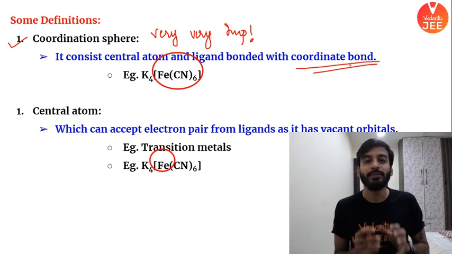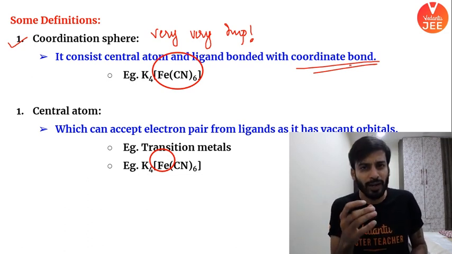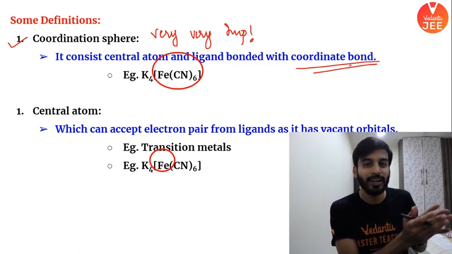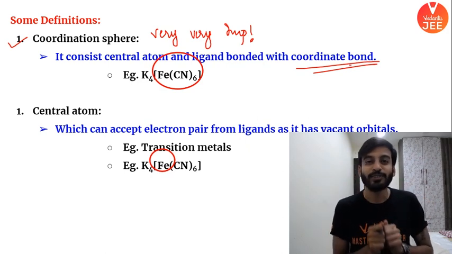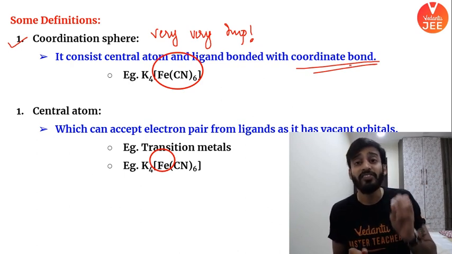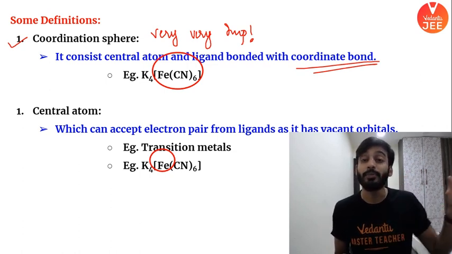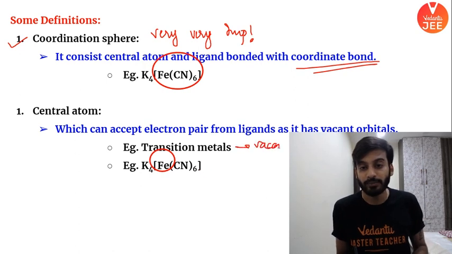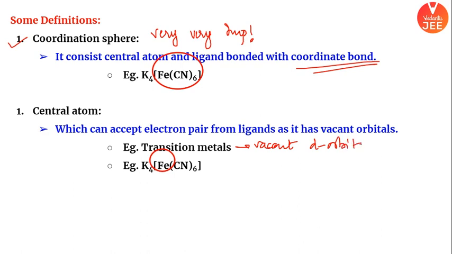What is the central atom? The central atom is something which accepts electron pairs from a ligand. If you are accepting electrons, beta, the metal should have some room in it. So we choose such metals which have vacant d orbitals. For example, transition metals are the best example because they contain vacant d orbitals. As they contain vacant d orbitals, they can accept the electron pairs given by the ligand. Ligand is nothing but an electron pair donor. It gives the electron pair to the central atom, and the central atom keeps it in its vacant d orbital. This donation of electrons happens with the help of a coordinate bond. Beautiful. You are getting it.